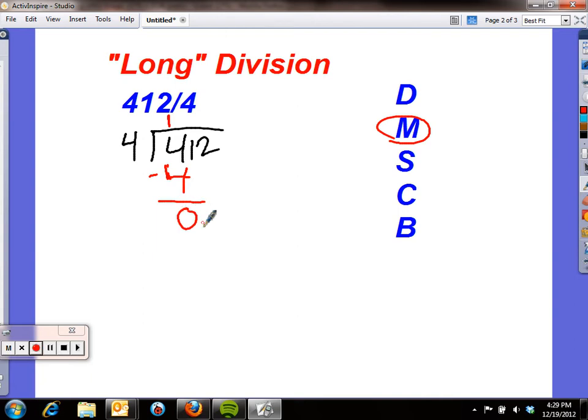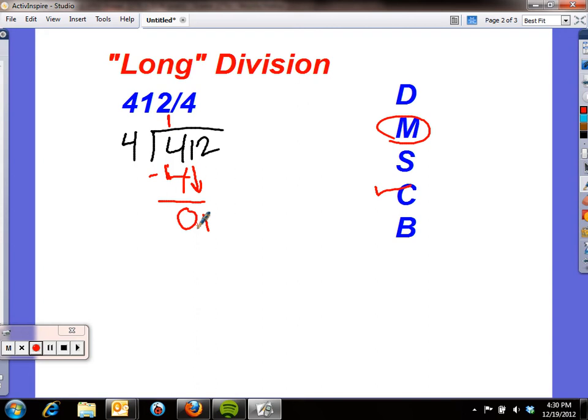I check. Is 0 less than 4? Yes, it is. So check. That checks out. Now I got to bring down. I got to bring down the 1. Here's the part that's tricky. I have to divide. How many times does 4 go into 1? It goes 0 times. So there's a lot of times when we can ignore the 0. This is a case where we cannot. I have to go through all these steps with my division.